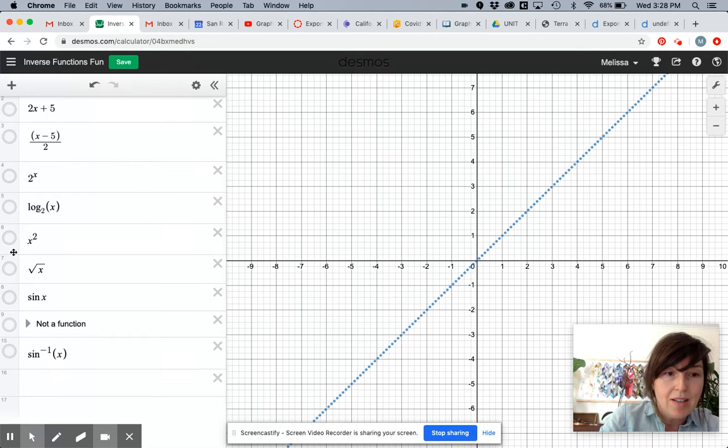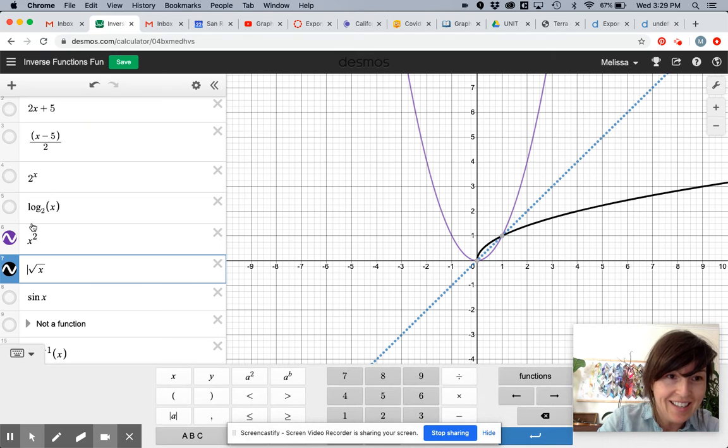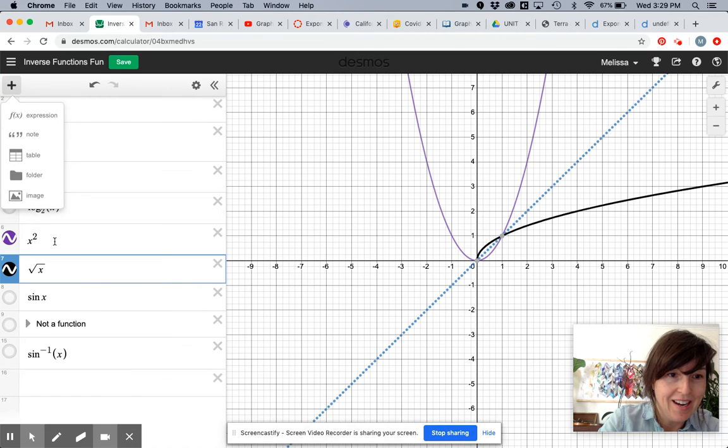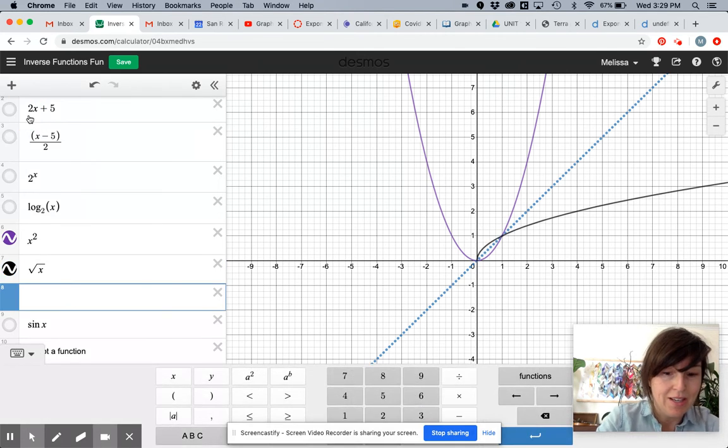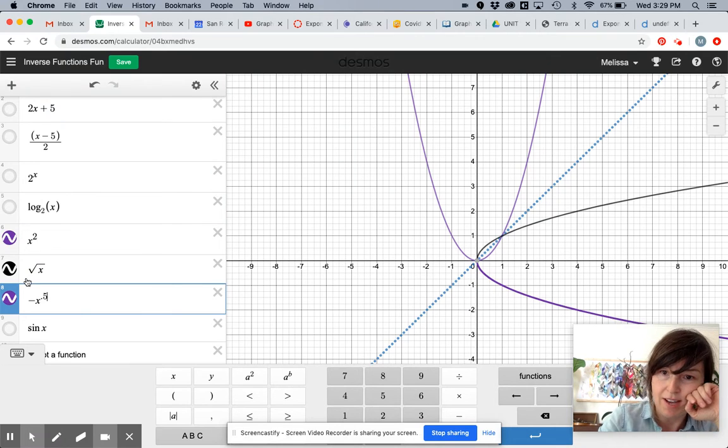We know that x squared and the square root of x have some sort of relationship, but when we look at it, we see the inverse of x squared is not a function. The inverse of x squared is the square root of x, but if we had that, let's just add another one in there, a new expression, the opposite of x to the 0.5, the square root of x.